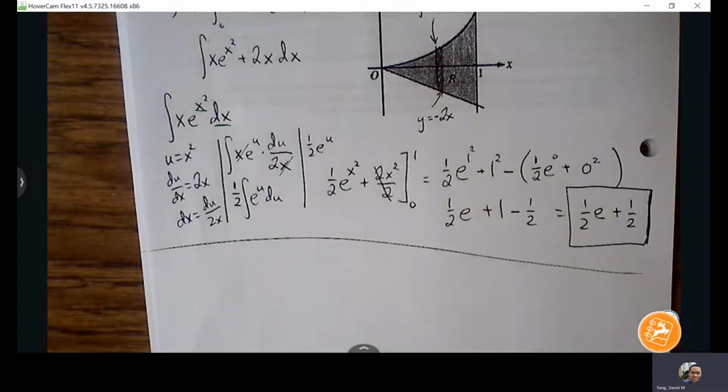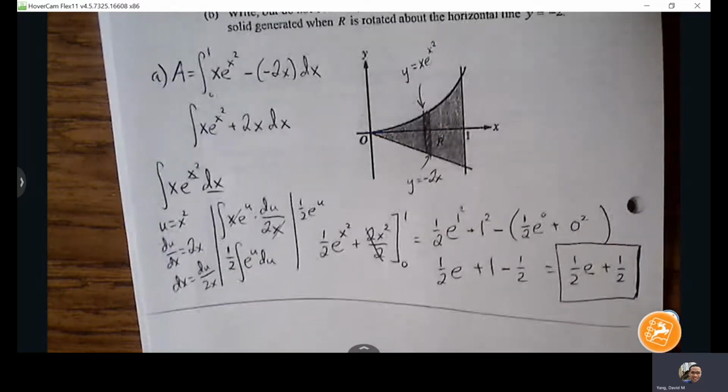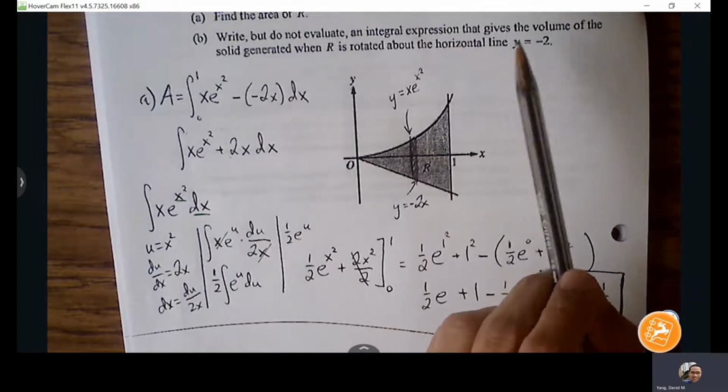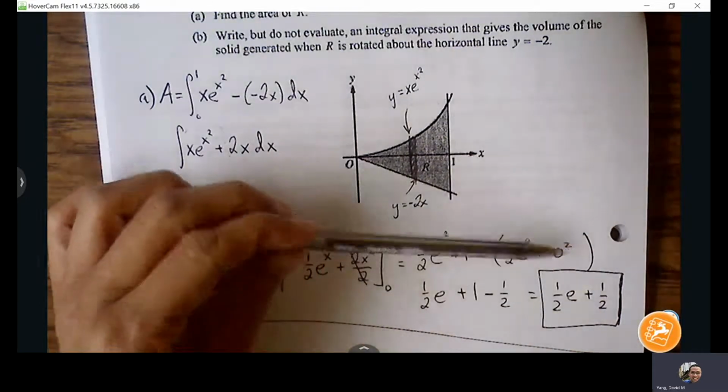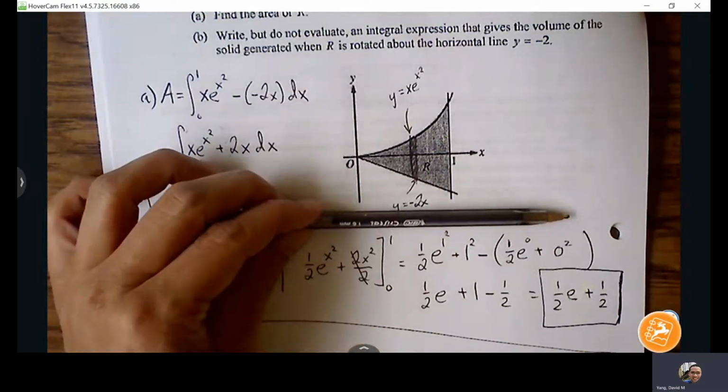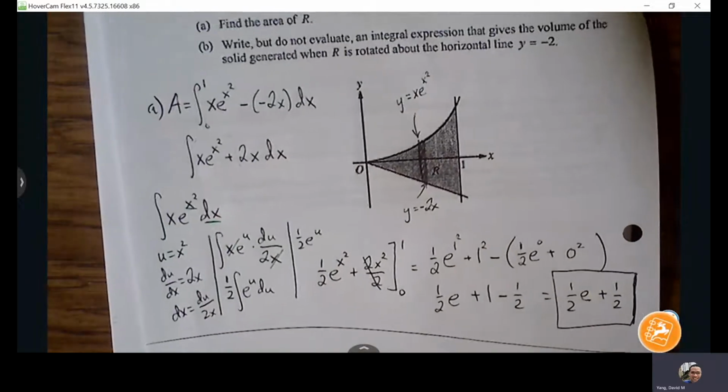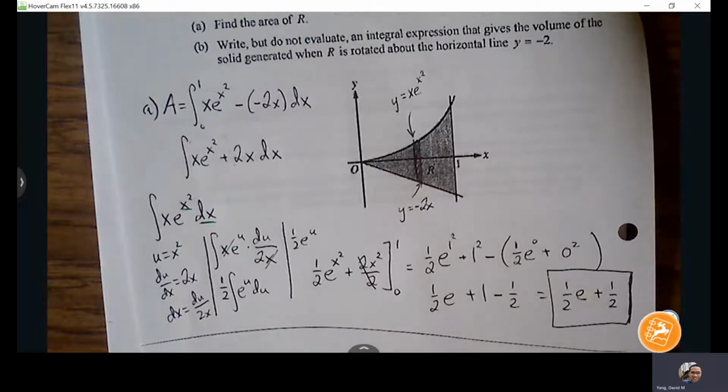Okay, try part B. Now part B is just setting up. Don't have to go through the calculus for part B. It says write, but do not evaluate an integral expression that gives the volume of the solid generated when R is rotated about the horizontal line y equals -2. So see if you can set that up. Anytime you see the word rotation, you know it's going to be a disk or washer method. So make that decision whether you're dealing with disk or washer. Try part B.